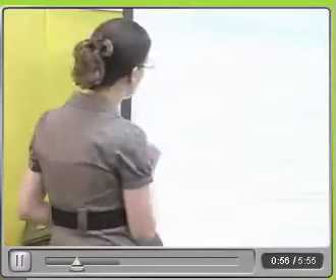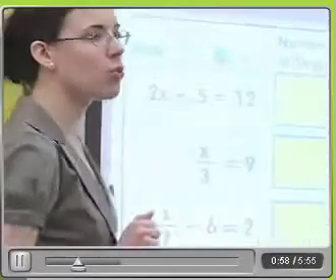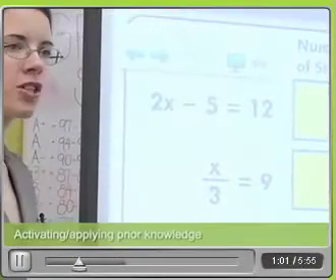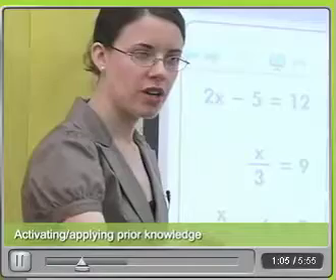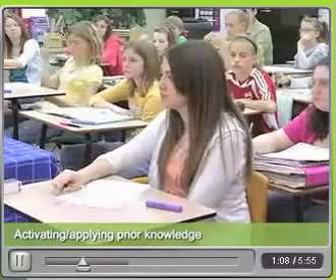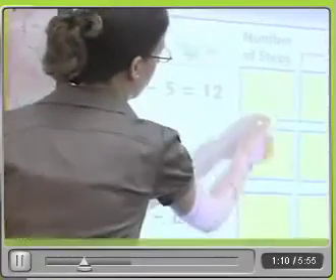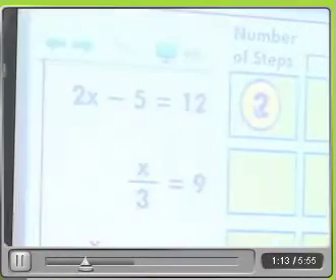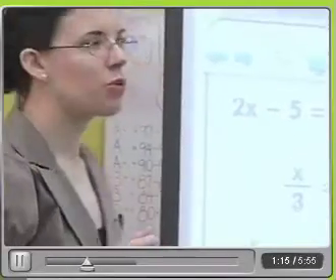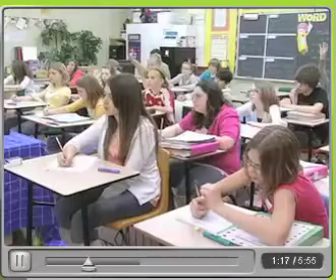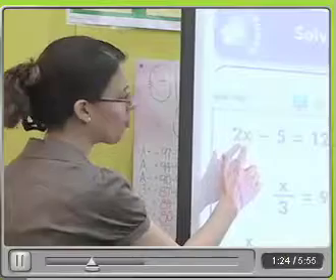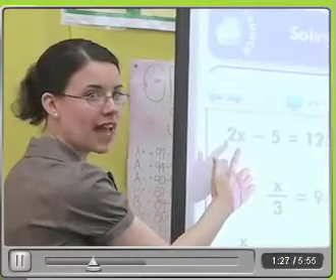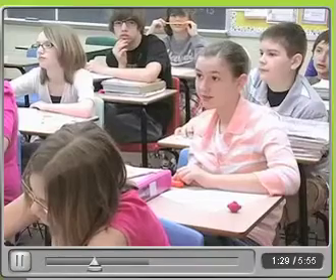Okay, so here's my first equation, 2x minus 5 equals 12. How many operations are present in that equation? Renee? 2. 2, right. So let's put in 2 in the first block. Okay. Now, normally, what operation would you do first? Kelsey, can you tell me what operation I would normally do first? Multiplication. Correct. I would do the multiplication first, and then I would do subtraction.